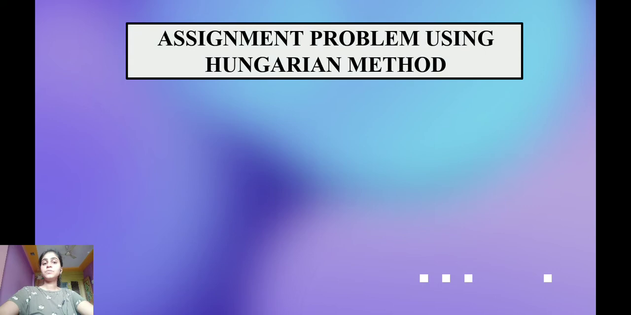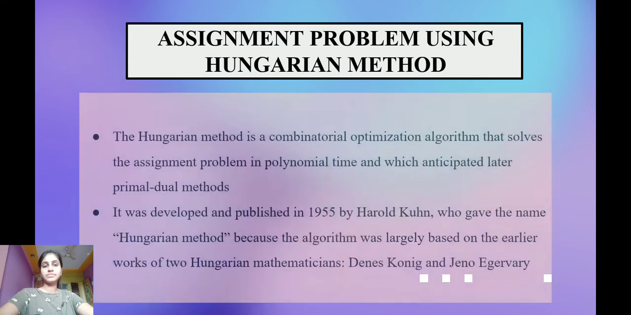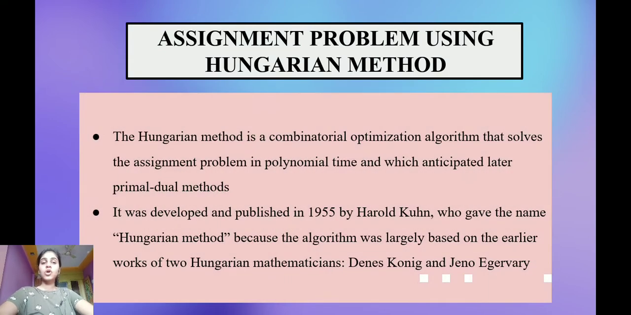So let us see assignment problem using Hungarian method. Hungarian method is a combinatorial optimization algorithm that solves the assignment problem in polynomial time and which anticipated later primal-dual methods. It was developed and published in 1955 by Harold Kuhn, who gave the name Hungarian method because the algorithm was largely based on the earlier works of two Hungarian mathematicians, Denes Konig and Jeno Egervary.